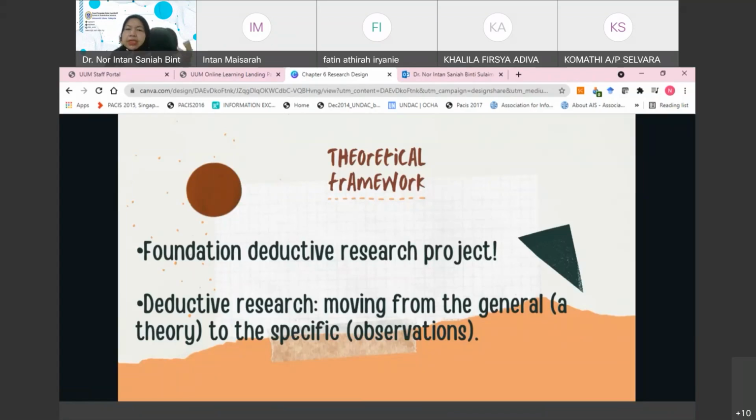So normally daripada general to specific. Okay, so deductive ni benda yang kita nak prove the things that we have as a theory to the real one. Okay, so kita nak prove either it can be accepted or not. What is our hypothesis, can it be accepted or not. Okay, so moving from the general, which is normally a theory, apa-apa teori yang kita nak prove whether it can be accepted or not. Okay, to be specific maknanya benda yang the real one lah, the real things that happen in our life.